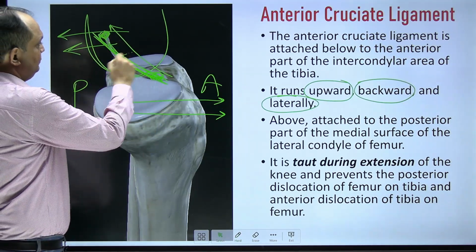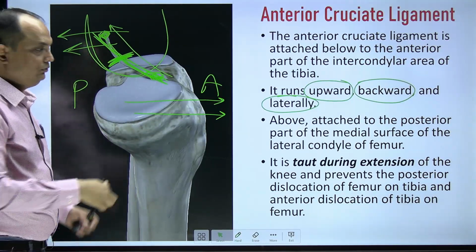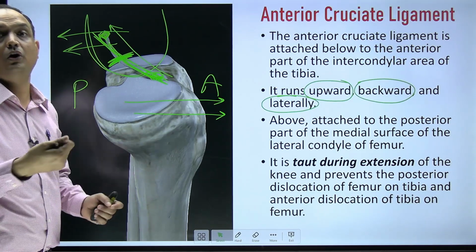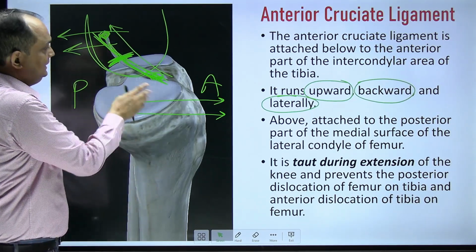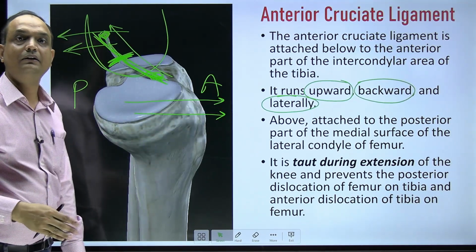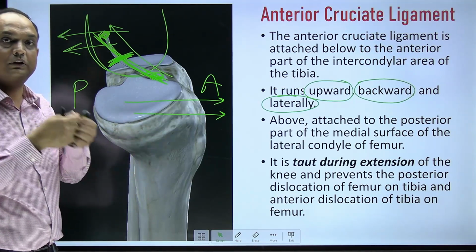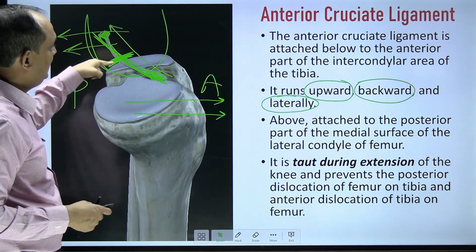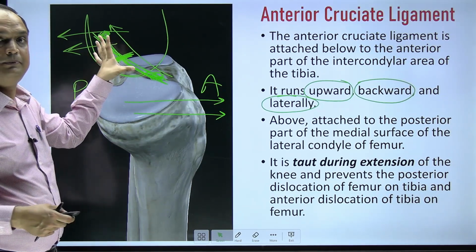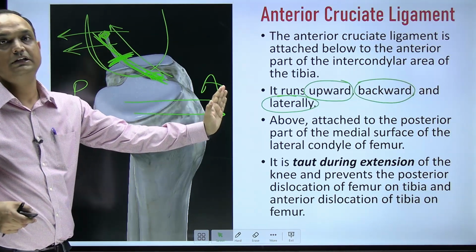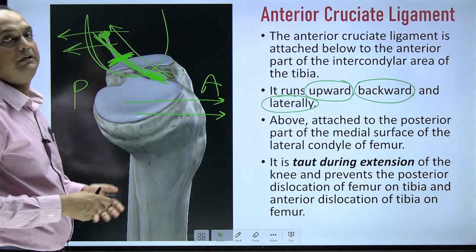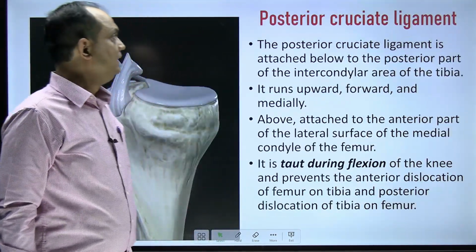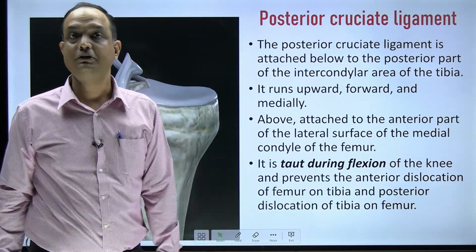So if the anterior cruciate ligament gets damaged, you can now move this tibia anteriorly, which is known as the anterior drawer test. So why is the anterior drawer test positive? Why does the tibia become loose and you can pull the tibia forward? Because this ligament is detached, and this ligament generally prevents the anterior displacement of the tibia and posterior displacement of the femur at the time of extension. Clear? Now we'll talk about the posterior cruciate ligament.